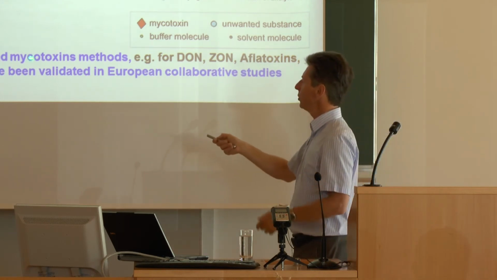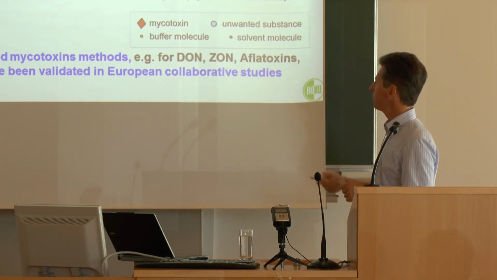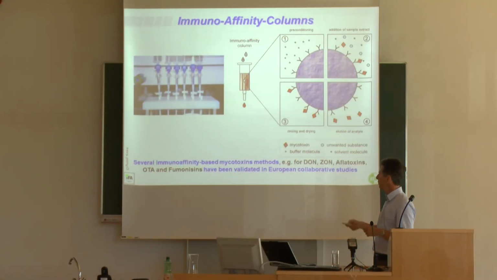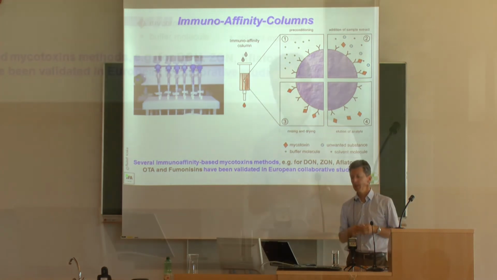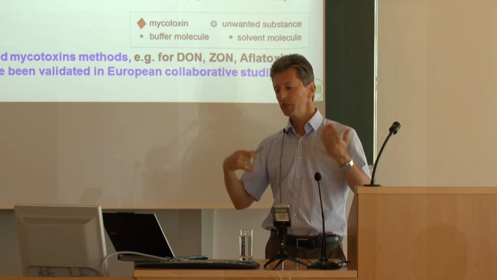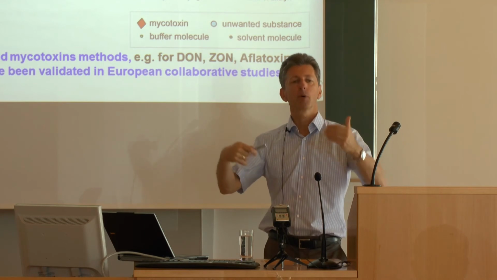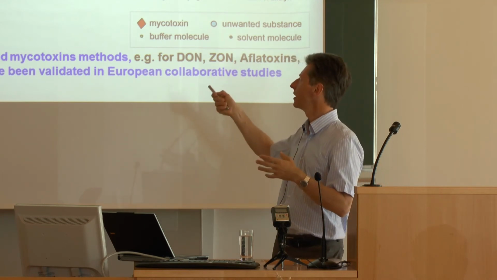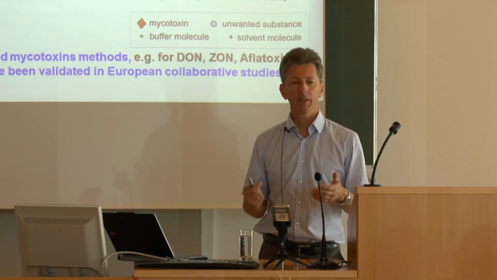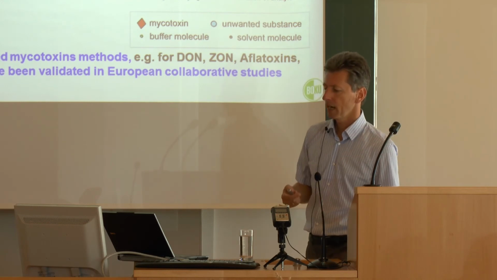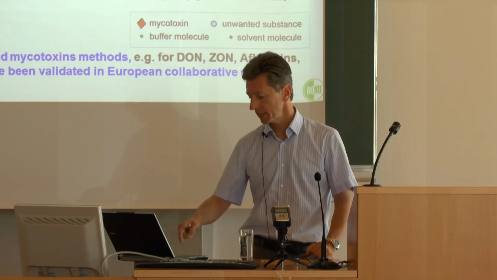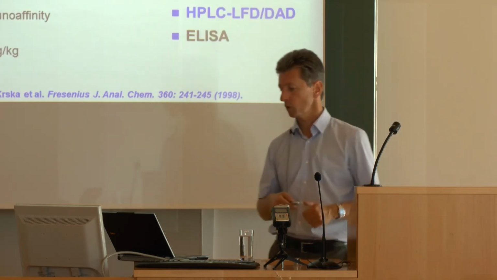Several immunoaffinity columns have been developed for deoxynivalenol, zearalenone, aflatoxins, OTA and fumonisins, and have also been validated in European collaborative trials. Just a couple of years ago, the so-called 6-in-1 column was developed, with six mycotoxin-specific antibodies immobilized in one single immunoaffinity column. It's pretty expensive, I think 200 euro plus, but you have to decide for your particular analytical task whether this is worth the investment or not.